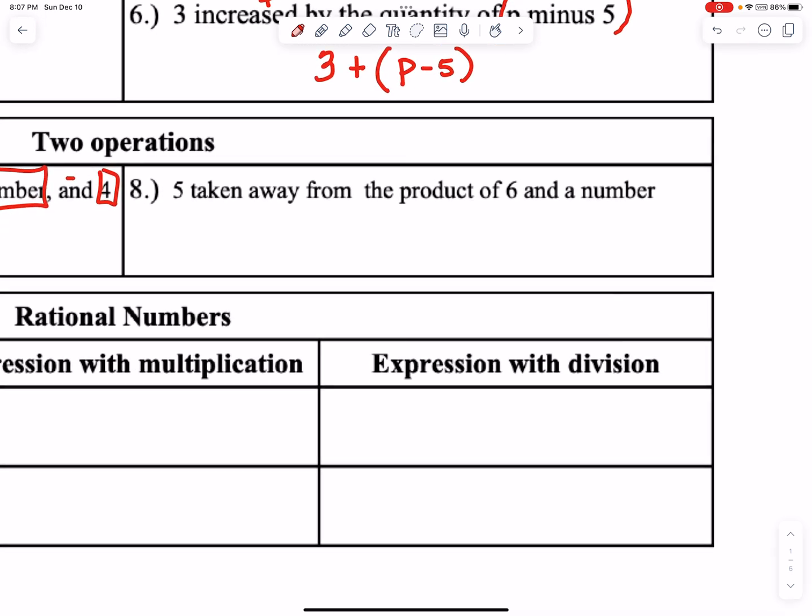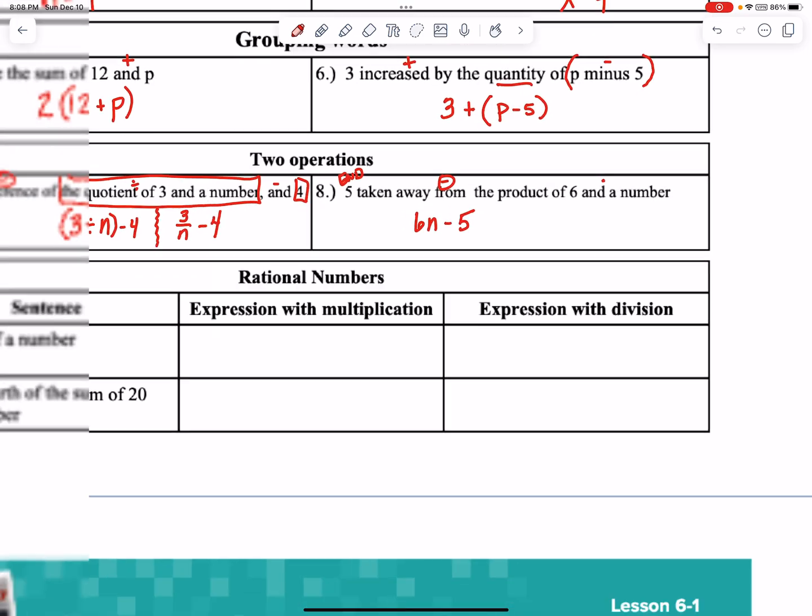We have 5 taken away from. So there's our switch word for subtraction. So that means 5 is going to be at the end. Okay, 5 taken away from this thing here, product of 6 and a number. Product means multiply. Okay, so we have 6 times n. I could write it like that. We could also just write 6n. So the product of 6 and a number, and 5 is taken away from that original thing. And there we go.